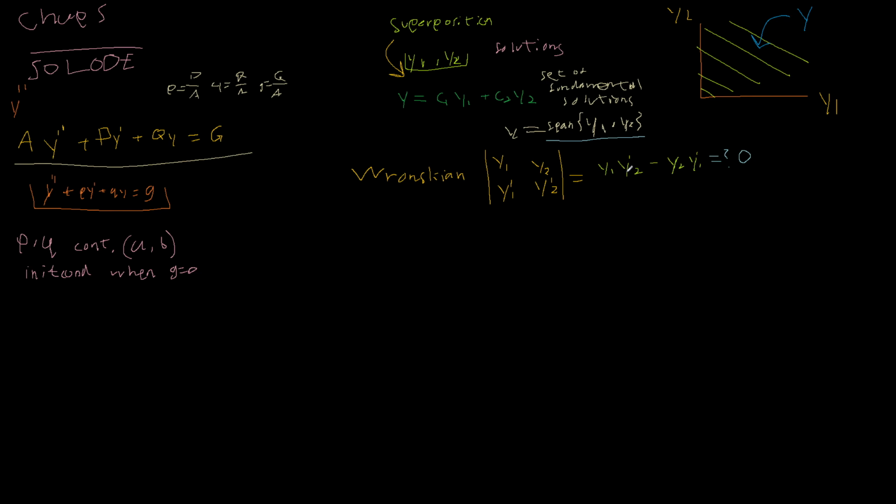The Wronskian can be extended to any arbitrary number of functions. So W of some y is going to be y1, y prime 1, y double prime 1, up to y1 to the n minus 1, and then all the way to yn, and up to yn to the n minus 1 derivative.